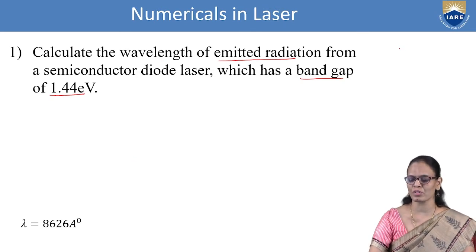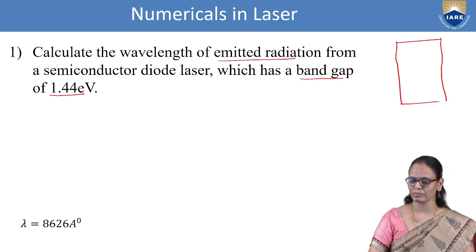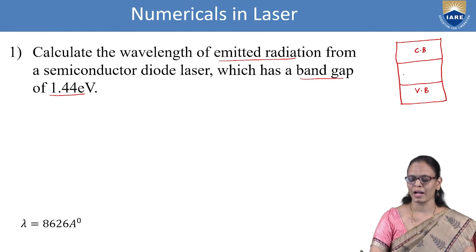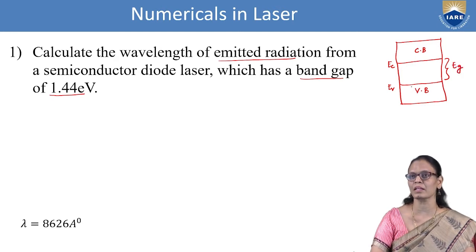So when we try to draw the energy band diagram, we have a valence band. This is the valence band and this is the conduction band. And the lowermost level of the conduction band we denote it by EC, and the topmost level of the valence band we denote it by EV. And this region between EC and EV, we call it as energy gap. EG is equal to EC minus EV.